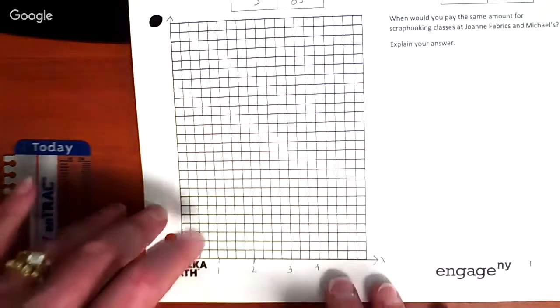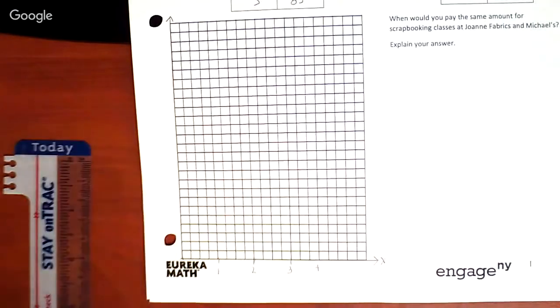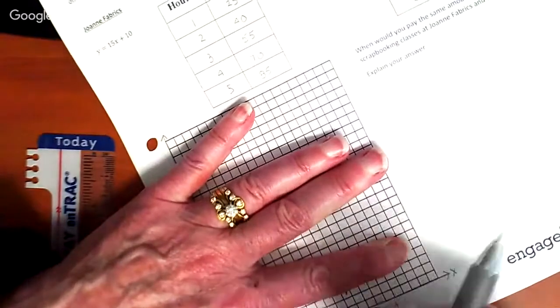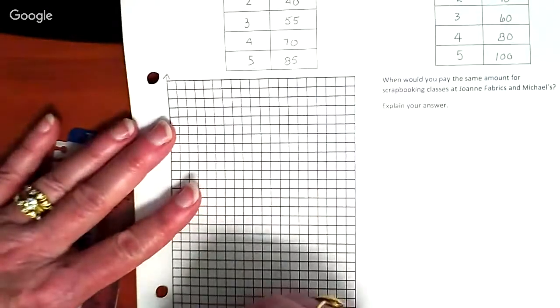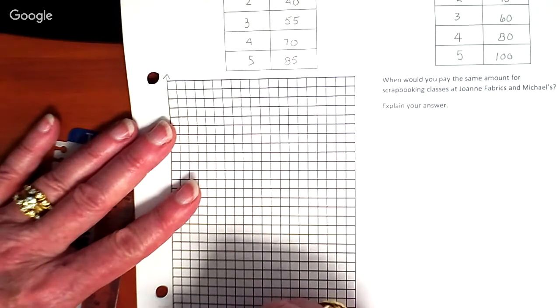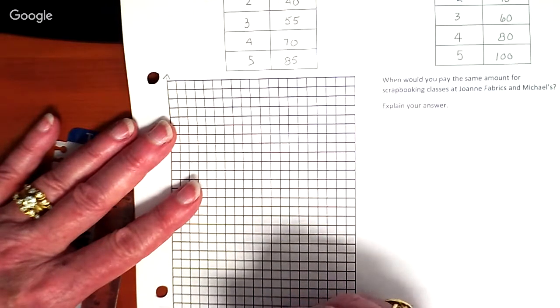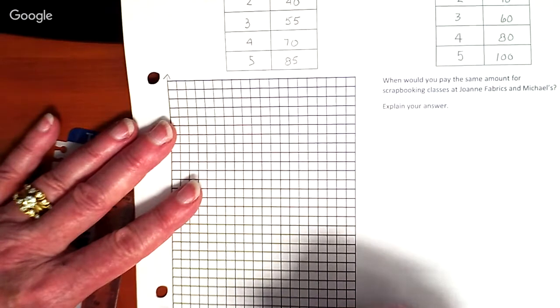Oh, actually, I don't want to do that. I want to go a little bit closer here. I'm going to do every 3 instead of every 4. That way I can get all 5 in and do it nicely. So I'm going to do 1, 2, 3, 4, 5, and 6.